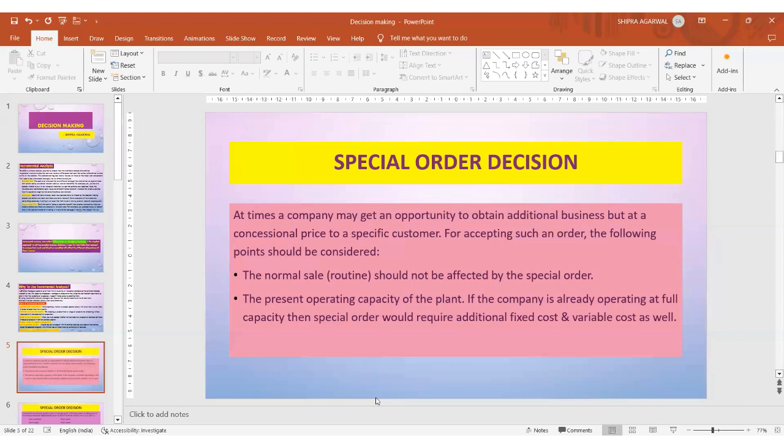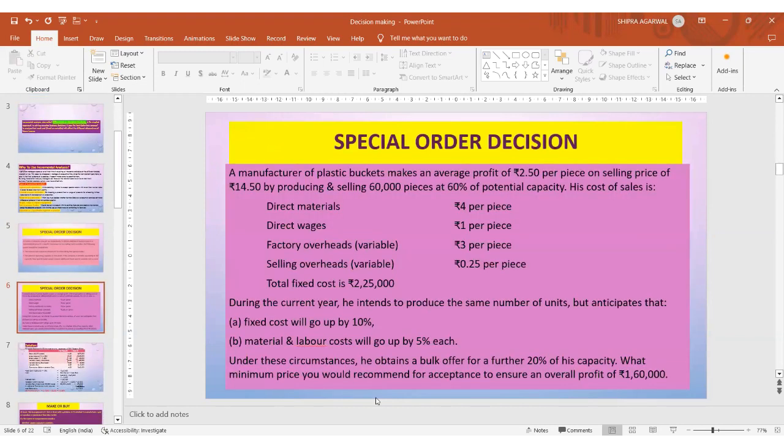Because if you are already operating at 100% capacity, then you will not be able to accept that new order, because to accept it, you will need more plant and more machineries. That means more fixed cost is to be incurred, right? So all the things are to be taken care of. The practical question will give you a better idea.